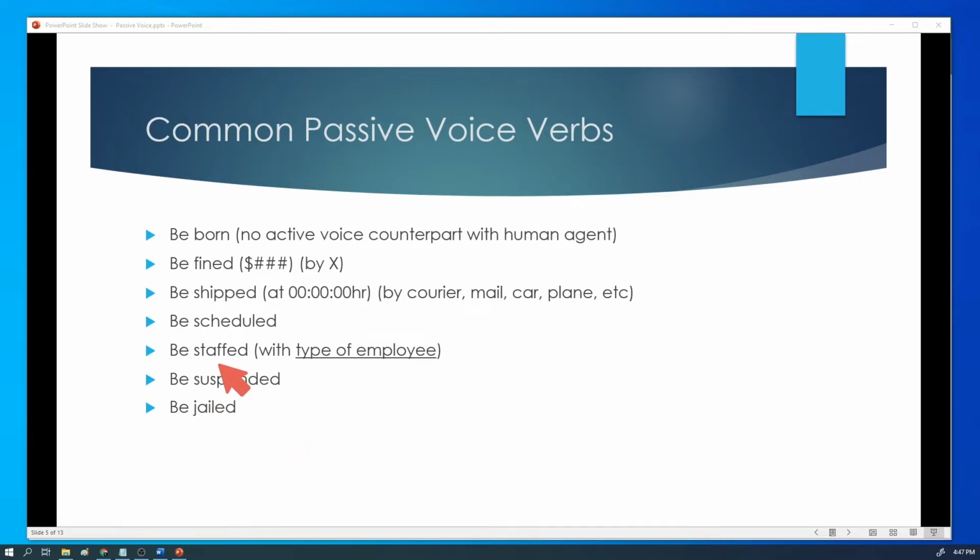To be staffed. So the project was staffed with 10 employees. The project was staffed with 2 doctors. So you can talk about the role. To be suspended. So you could say the test was suspended. Or be jailed. The criminal was jailed. So these are all common passive voice verbs that are used a lot.